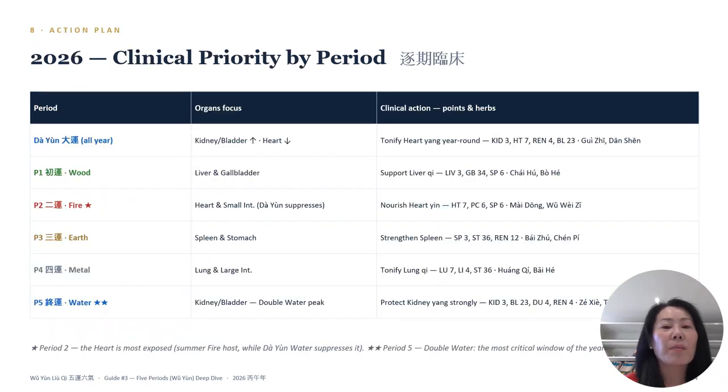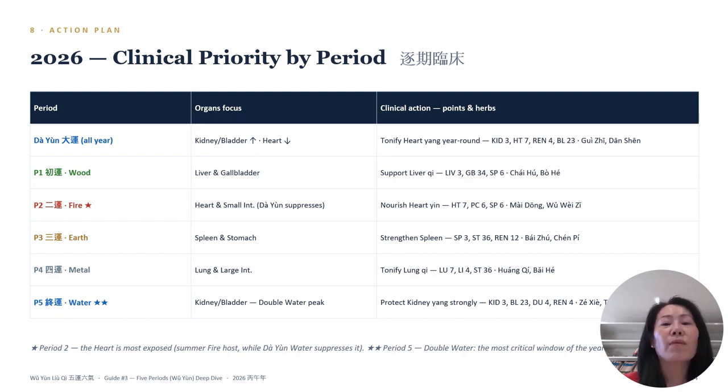Finally, the period-by-period action plan for 2026 with points and herbs. Running underneath everything, the Wu Yun, water excess all year, kidney and bladder up, heart suppressed. So we tonify kidney yang year-round with Kidney 3, Heart 7, Ren 4, and Bladder 26, and herbs like Guizhi and Danshen. Period 1 would support the liver qi with Liver 3, Gallbladder 34, Spleen 6, and Chai Hu and Bo He.